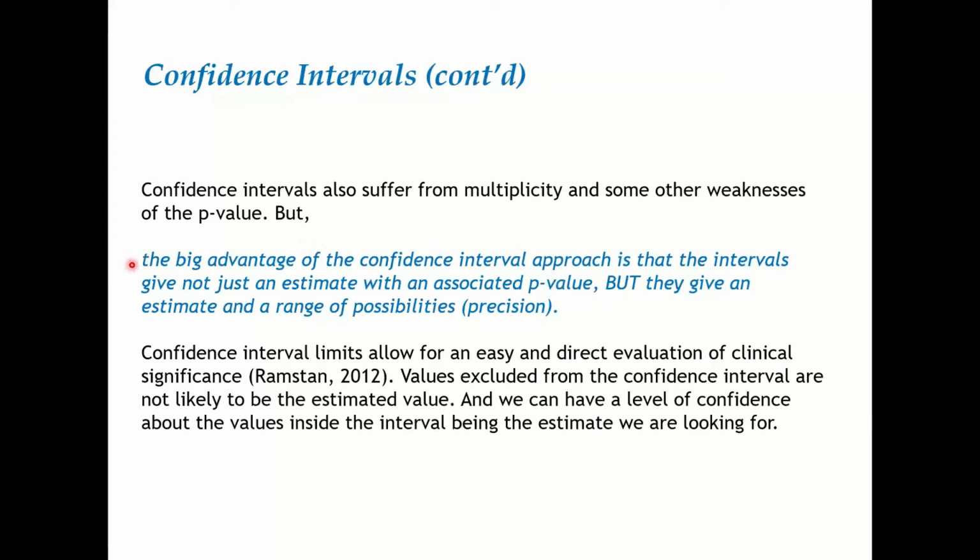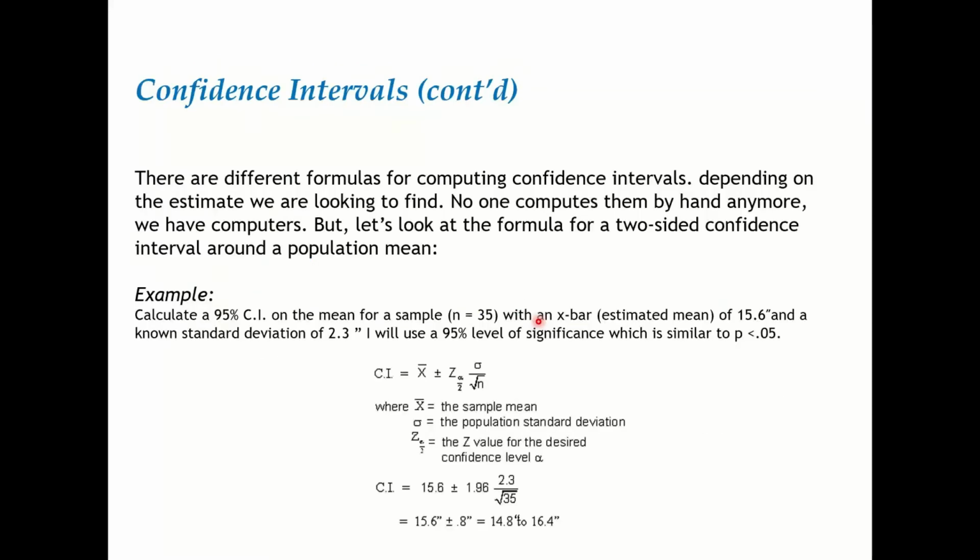The big advantage of the confidence interval approach is that the intervals give not just an estimate with an associated p-value, but an estimate of the range of possibilities. There's that precision I was talking about. Let's look at an example. There are different formulas for computing confidence intervals, but the one we're looking at today takes the mean, subtracts z times the standard error, and adds z times the standard error.